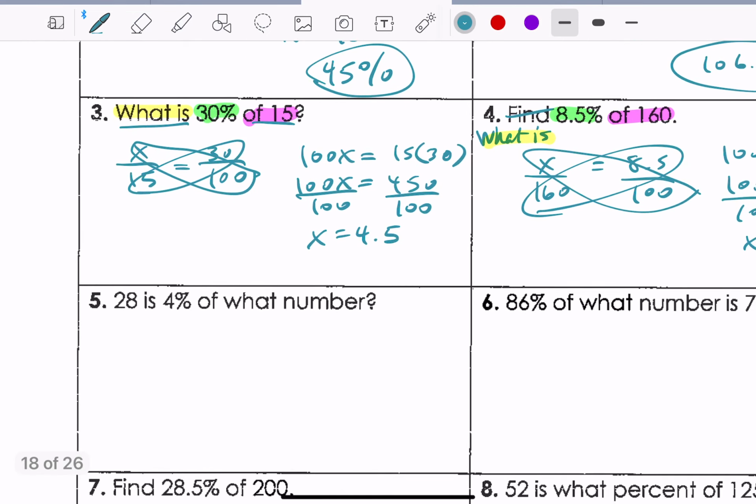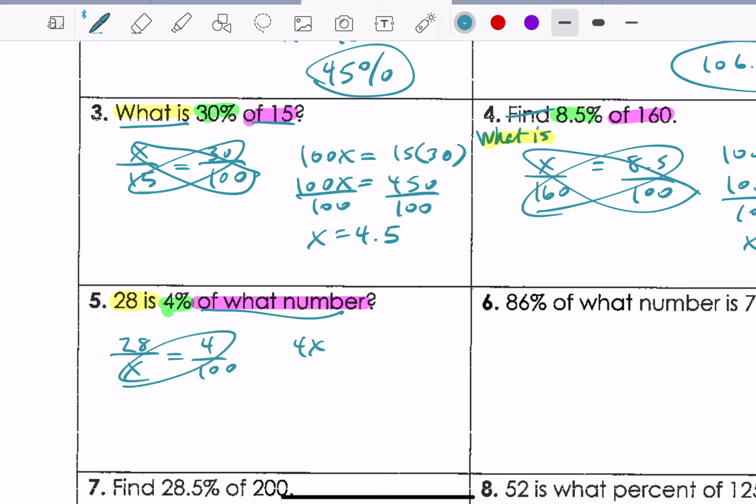So number 5. Let's highlight our is. 28 is. My of is going to be x now. I don't know what of is. And 4%, I've got a number for the percent. So I'm going to set is over of on the left. So 28 is. Of is x because it's of what number? Equals 4 over 100 for the percent.